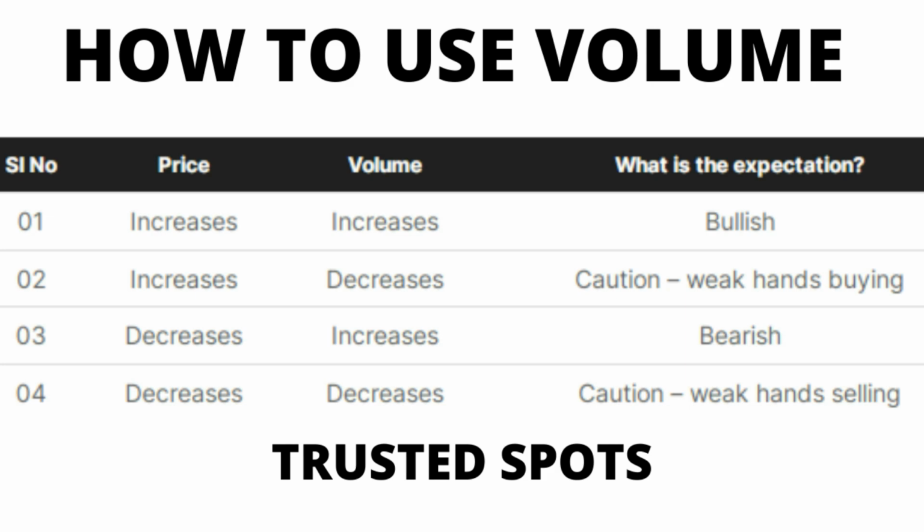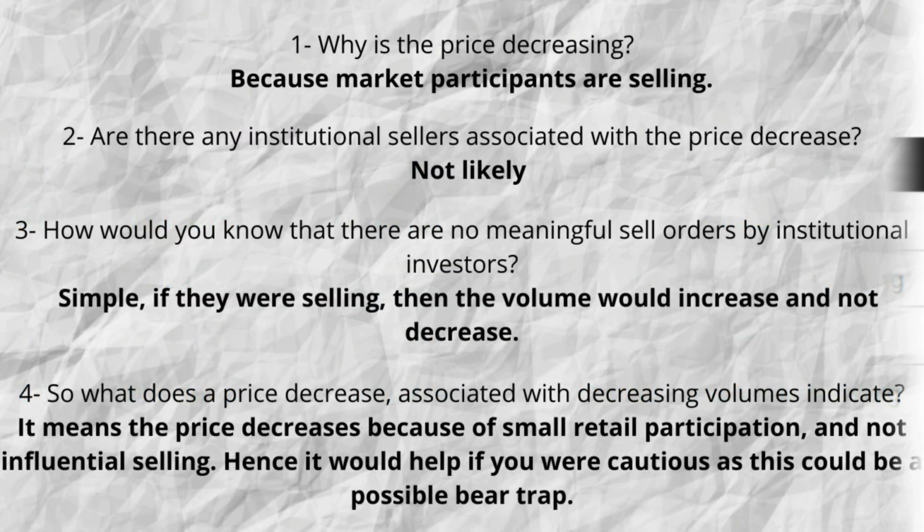Now, moving forward, what do you think happens when both volume and price decrease, as indicated in the fourth row? Think about it in the following terms. Why is the price decreasing? Because market participants are selling. Are there any institutional sellers associated with the price decrease? Well, no. How would you know that there are no meaningful sell orders by institutional investors? Because if they were selling, then the volume would be increasing and not decreasing.